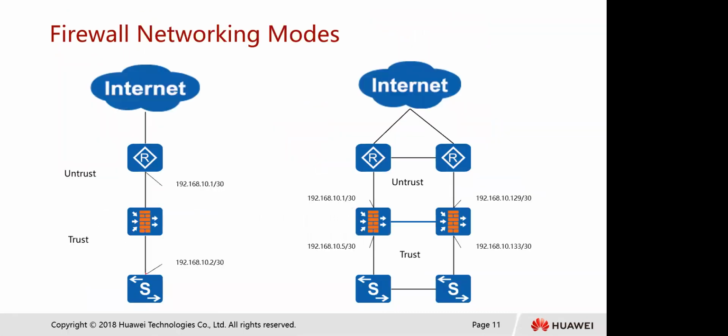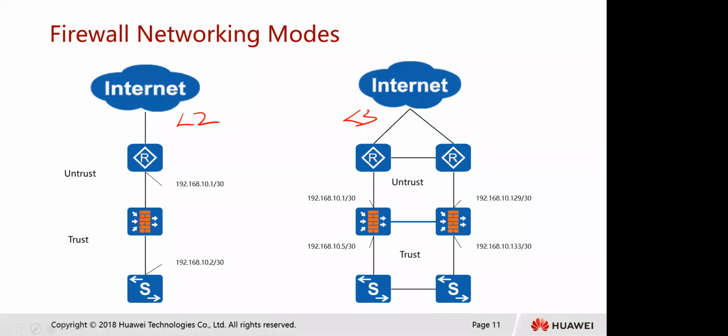So moving to the next slide, now let us look at the firewall networking modes. We have 2 modes, one which happens at layer 2 and one which happens at layer 3. We have our diagram there, and we want to try and look at our different modes.